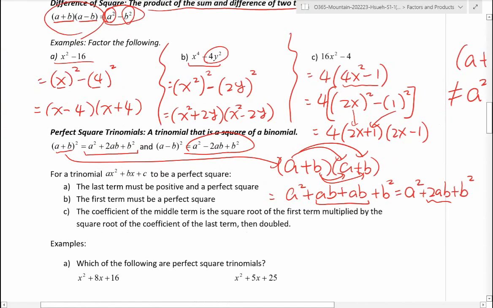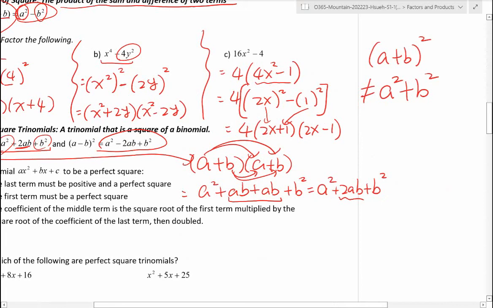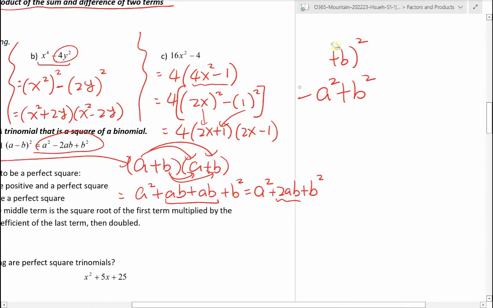So if we want to expand perfect square trinomials, you simply square the first term, so you get the a squared, square the second term, so you get the b squared, and you multiply these two terms, a and b, together and double it, and there is your 2ab. Okay, so if you expand a plus b squared, that's what you get: the first term squared plus the second term squared plus twice the first term times the second term.